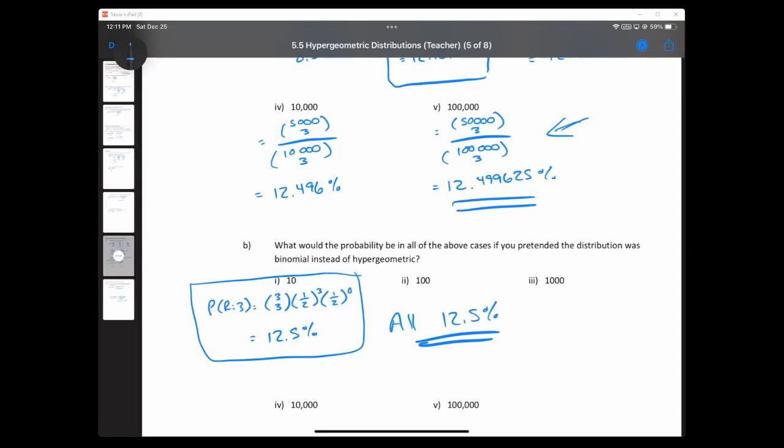So I'll let you try some of these. If you're going to do any approximations of hypergeometric with binomial, make sure the question actually asks you to do that. I'm not going to put any weird ones in there that you have to do it. Or well, if you try and you get an error, then go back and try the binomial. But don't just jump to binomial every time. You should always try to do it hypergeometrically first.